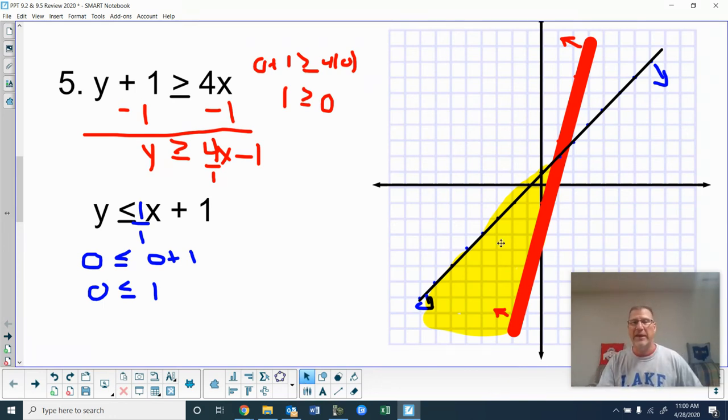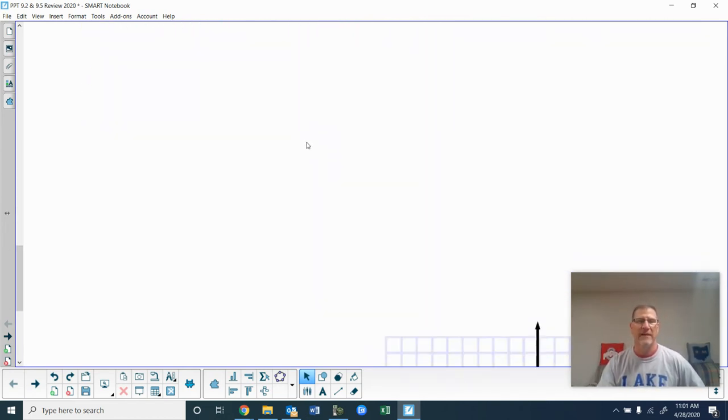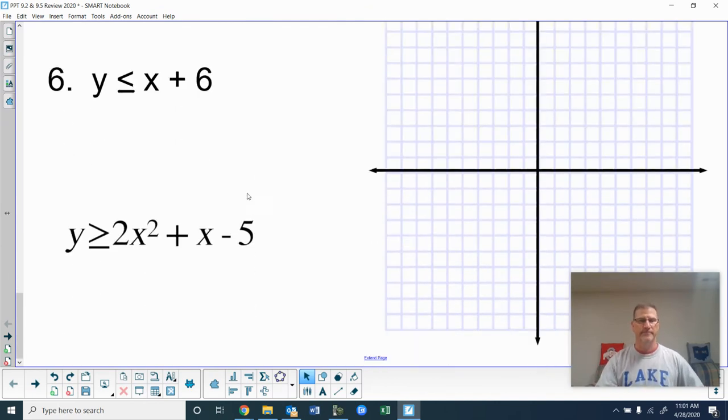Any point that I pick in this highlighted region, when I plug in for X and Y, it'll be a true statement. If I would pick any point that's not in that highlighted area, it might work for one, but not the other. It has to work for both. Okay, so that was number 5. Some of you had missed that, so I wanted to go over that. And then here's number 6.